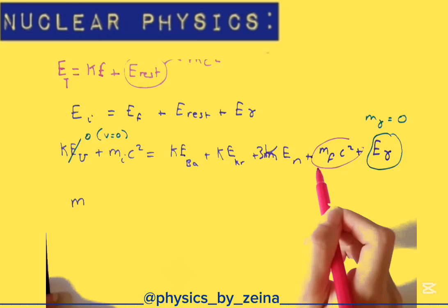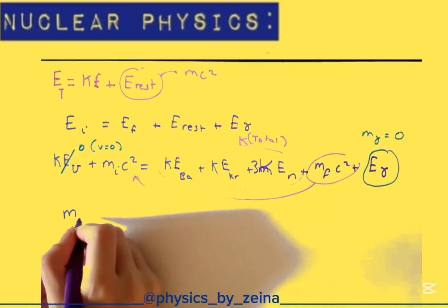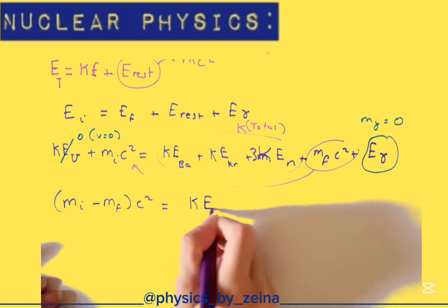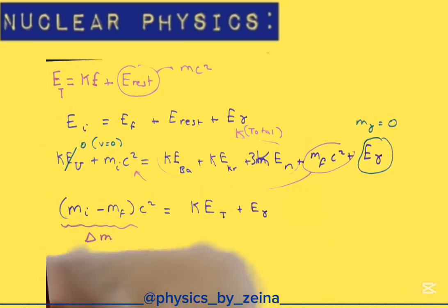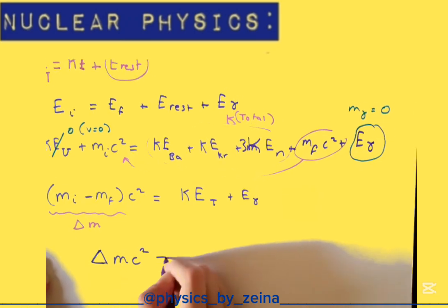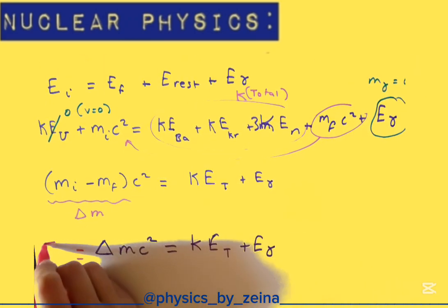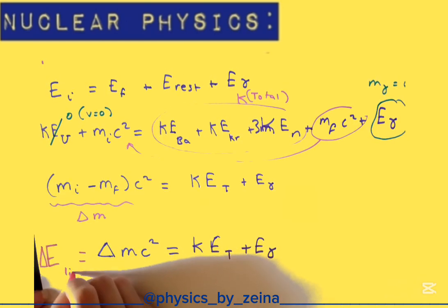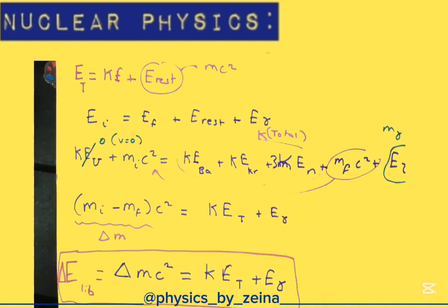By taking the final mc squared to the other side, we end up having a mass defect multiplied by c squared equals the total kinetic energy of the products with the energy of gamma. And the multiplication of mass defect with c squared is what we call energy liberated or the binding energy. This was the behind the scenes of the binding energy, and thanks for watching.